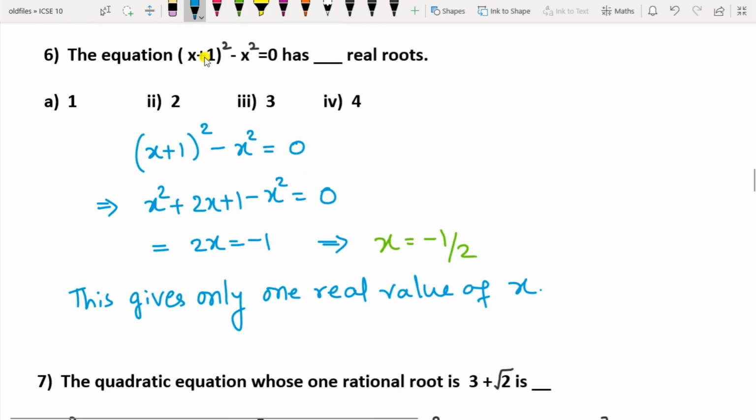Question 6 is, the equation (x plus 1) the whole square minus x square equal to 0 has dash real roots. So solve this equation. This is (a plus b) the whole square, expand it, and this x square will get cancelled. So it is 2x plus 1 equal to 0, therefore x equal to minus 1 by 2. So you are getting only one value, that is minus 1 by 2. So that is only one real value. So how many real values are they asking? That is 1.